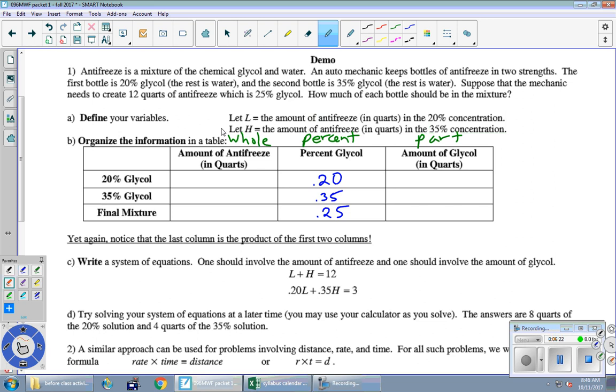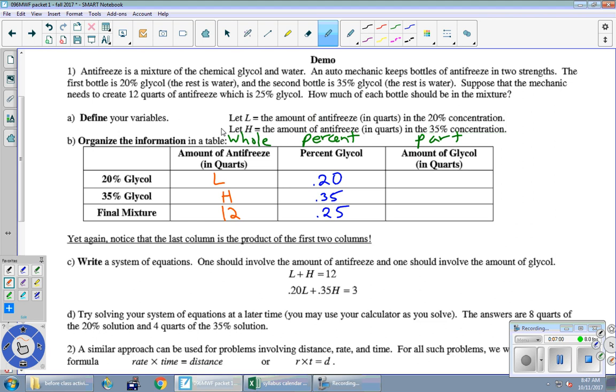Okay, next up, first column. These are our variables. The amount of antifreeze. What letter did we use for the 20%? That was L. This one right here is H. Okay, that's the whole antifreeze, glycol plus water. There is a number for the final mixture. How much antifreeze do I want at the end of the day? I want 12 quarts. So we put a 12 there. And hopefully we can see one of our equations is going to come from that column. What is it? L plus H is 12. That's the whole, right? That's not the glycol part.